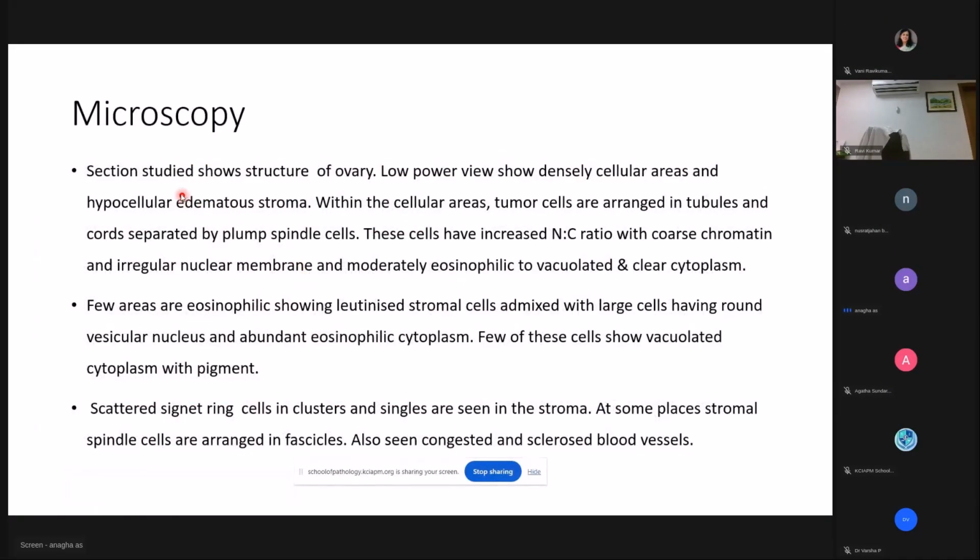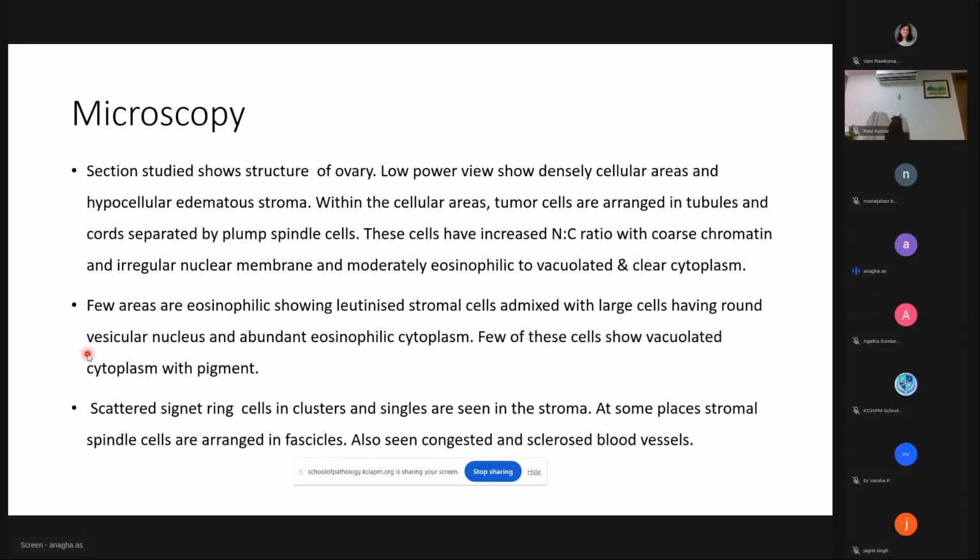To summarize, the section studied shows structure of ovary. Lower view shows densely cellular areas and hypocellular edematous stroma. Within the cellular areas, tumor cells are arranged in tubules and cords separated by plump spindle cells. These cells have increased NC ratio with coarse chromatin and irregular nuclear membrane, and moderately eosinophilic to vacuolated and clear cytoplasm. Few areas show luteinized stromal cells admixed with large cells having round vesicular nucleus and abundant eosinophilic cytoplasm. Few of these cells show vacuolated cytoplasm with pigment.